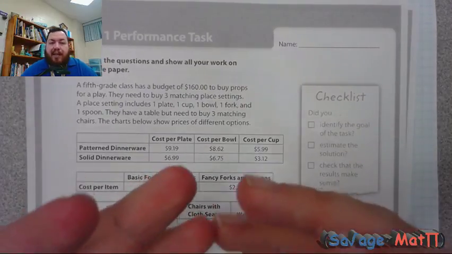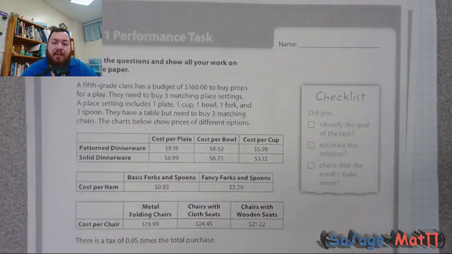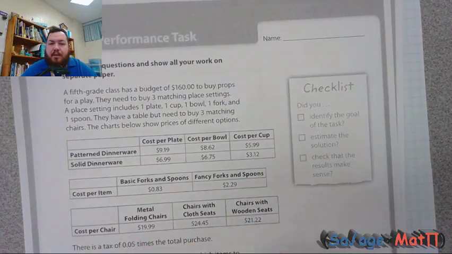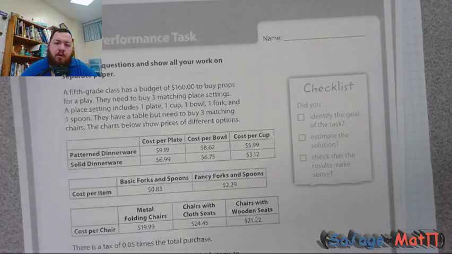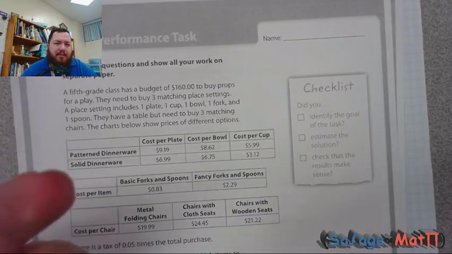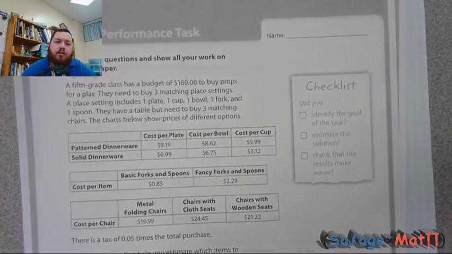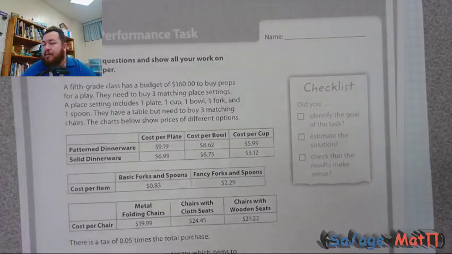Okay, now we could start by estimating this. If I would have estimated solid dinnerware, I would have done $7 for a plate, $7 for a bowl, and $3 for a cup. 7 plus 7 is 14, plus 3 is 17. So I would estimate it costs about $17 per set. If I need 3 sets, then I would multiply that by 3, which would be 17, then 34, and then 51. So it would cost $51 for 3 sets. That's just my quick estimate.